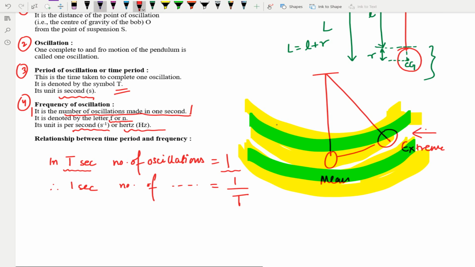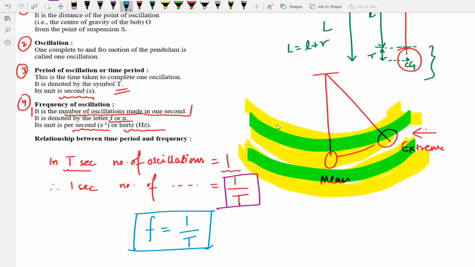So this many oscillations, 1 by T oscillations, are being done in 1 second by this bob, and this is nothing but the frequency. So we can say frequency is 1 by T, the number of oscillations in 1 second. Understood? So this is the relation between time period and frequency. And from this formula also you can see that since it is 1 upon time, the unit will become second to the power minus 1, and this is also known as hertz.